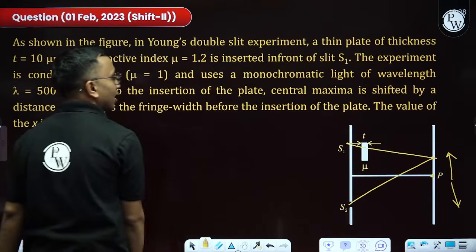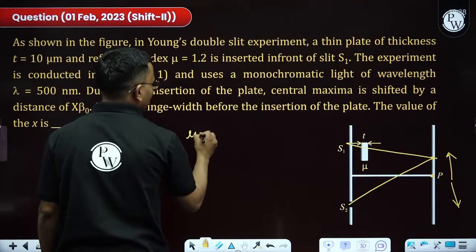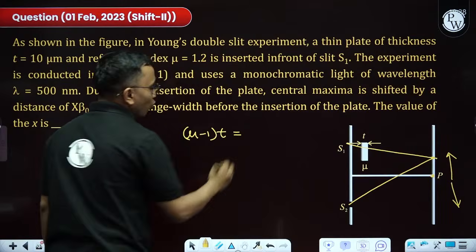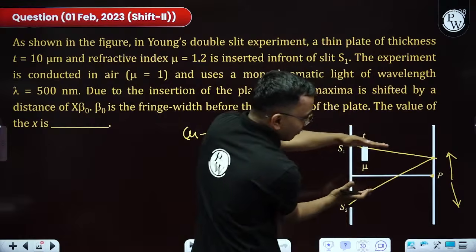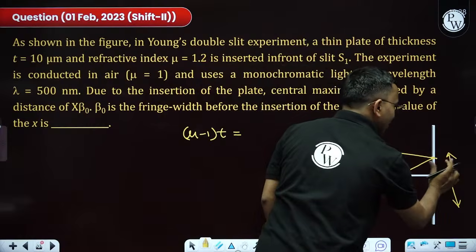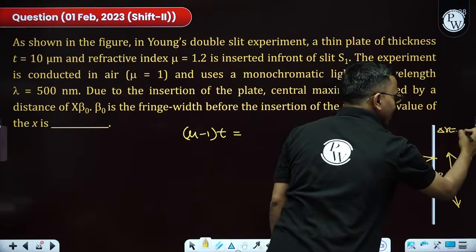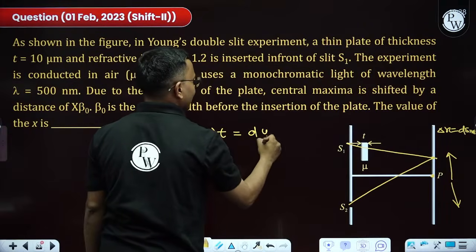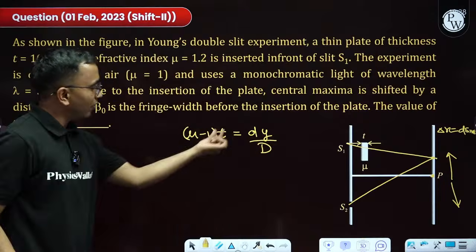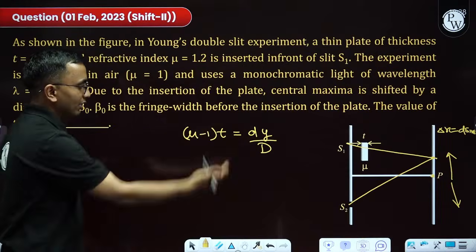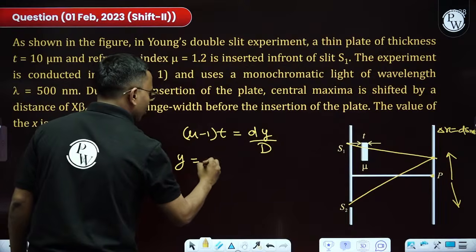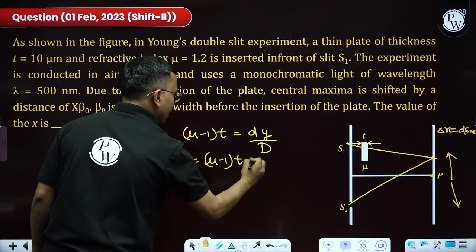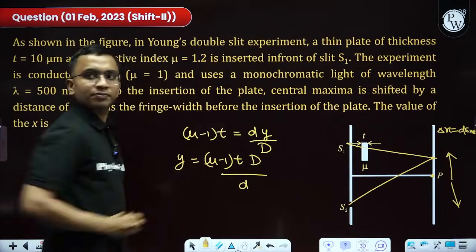What is the optical path difference caused by the thin sheet? (Mu minus 1) into t. What is the path difference between these two rays? Delta x equals d sin theta. So this should be equal to d sin theta, where y is the shift. I need y from here. I can say y comes out to be (mu minus 1) into t into D divided by small d.